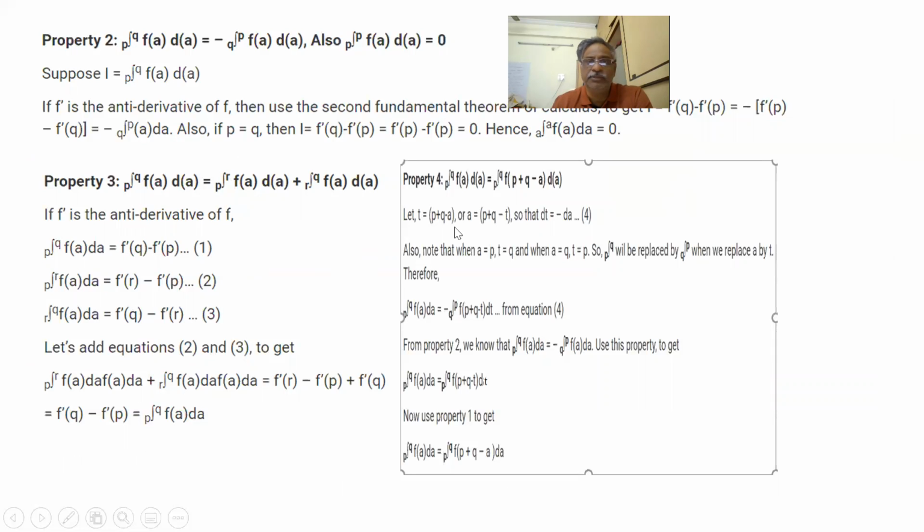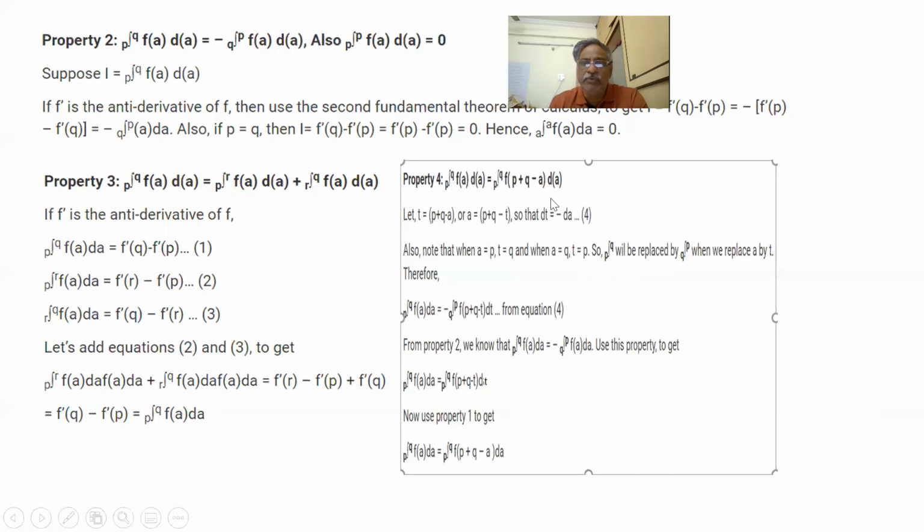This is the proof. Let us put t, another variable, as p plus q minus a. And what is a becoming? a is becoming p plus q minus t. So what is dA? p plus q are constant terms, the limits are constant terms, so this is minus dt. Now what are the limits here? a is p and a is q. When a is p, if I substitute a as p, then t is becoming q. When I am substituting a as q, t is becoming p.